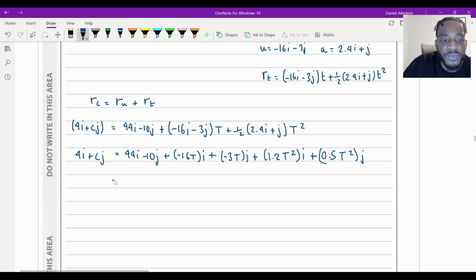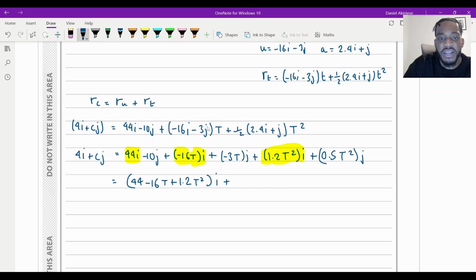So what we're going to do is, when you do stuff like this, you're basically going to treat the i's as factors and just factorize out the i. So I'm going to highlight all of the i components like this here, and then this one here. And then if I take out an i from all of those, I'd have a bracket like this, and I'll have an i here, and then it's going to be 44 minus 16t plus 1.2t squared.